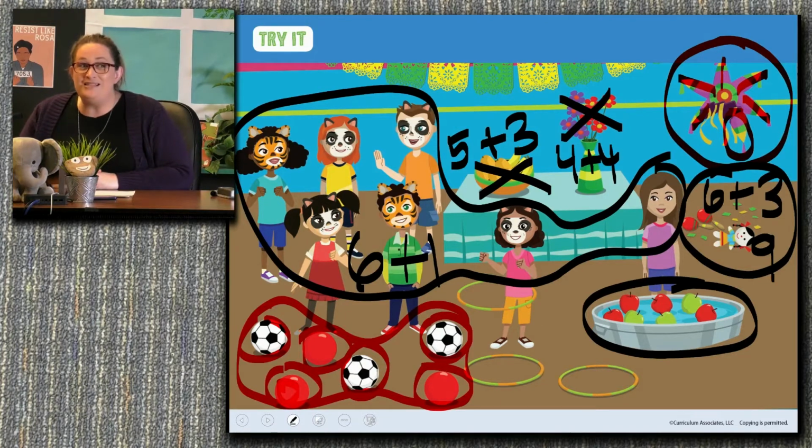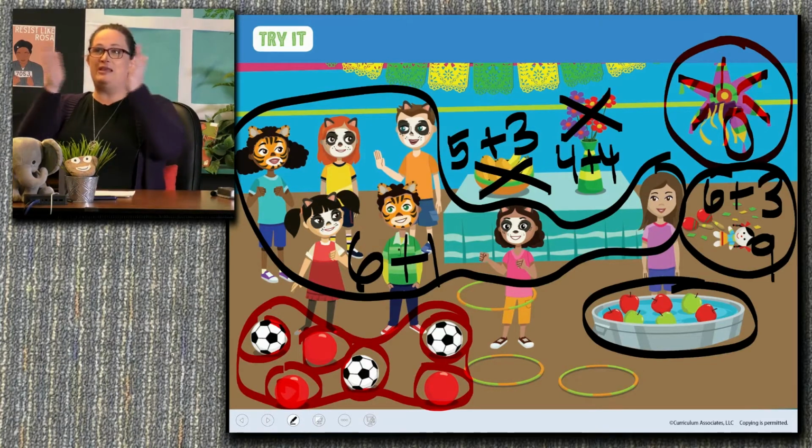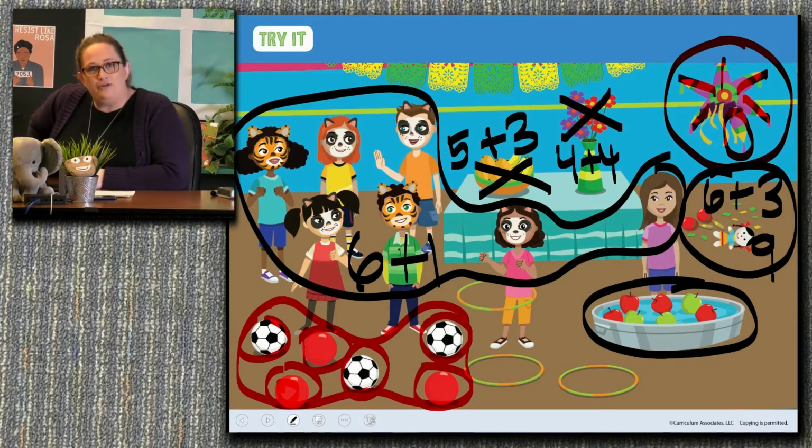We found ways to make 8. 5 and 3 makes 8. 4 and 4 makes 8. And we found a way to make 9. 6 and 3 makes 9. Wow, kindergartners, kiss your brains. Nice work.